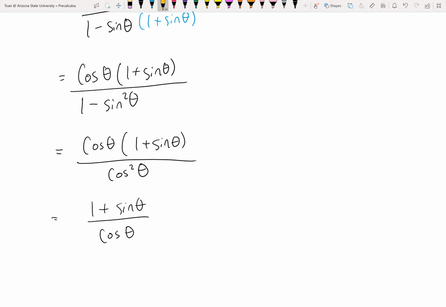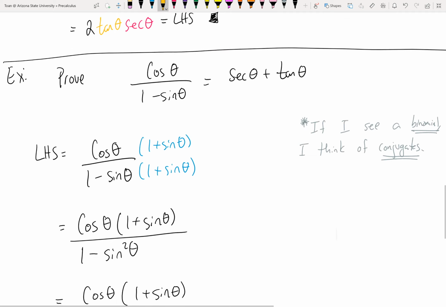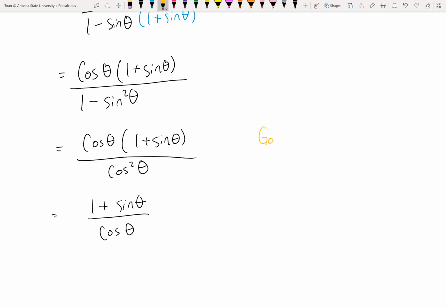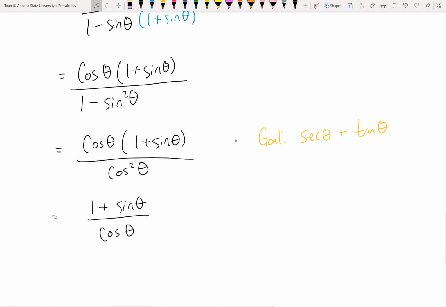That's great and all, but it looks like I'm still stuck. That's not what I wanted. So remember, you always want to keep in mind your goal. Our goal is secant plus tangent, right? That's our goal, secant plus tangent. You can use your goal to help you figure out what to do. Notice how we ended up with one giant fraction. But I know for a fact that I should end up with two separate pieces. This is a classic indicator that I shouldn't have one giant fraction. I should have two separate pieces, so let's separate them. Let's split apart the fraction.